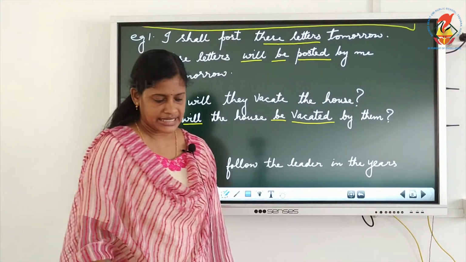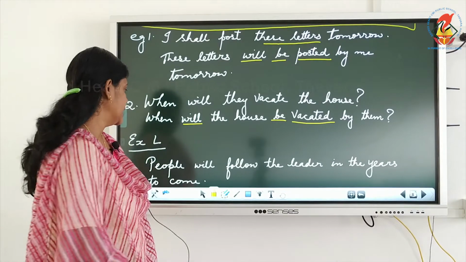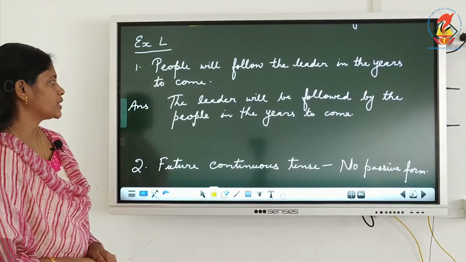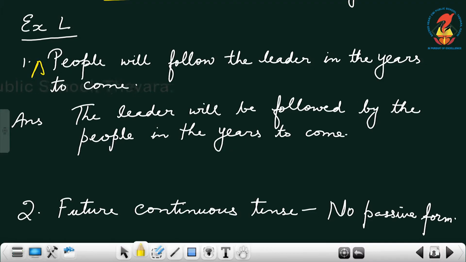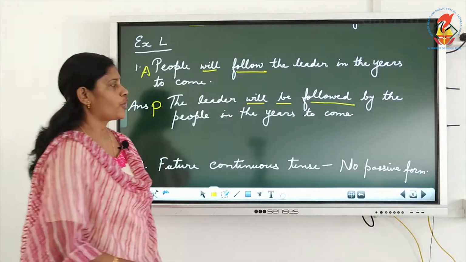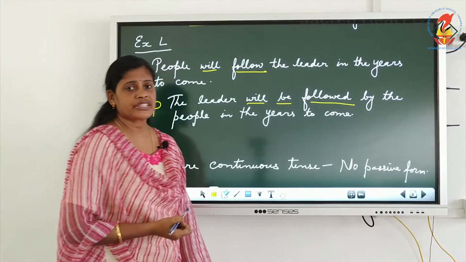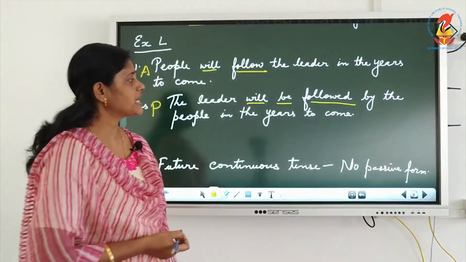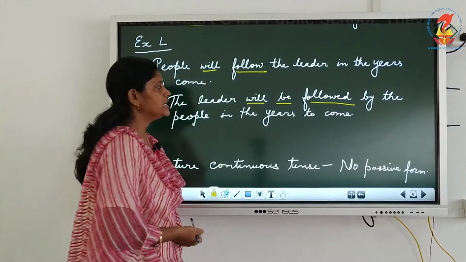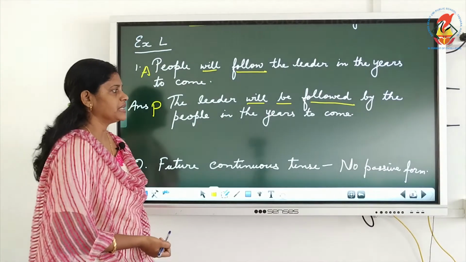When you come to your text exercise, exercise L, the first question is, people will follow the leader in the years to come. So this is in the active voice. When you convert it into passive voice, the leader will be followed. People will follow. This is simple future, isn't it? When you convert it into passive voice, will be followed. We have used the word will, the extra word be has come, and the past participle form of the word follow has become followed. So the leader will be followed by the people in the years to come.